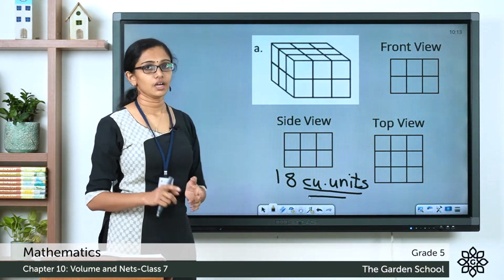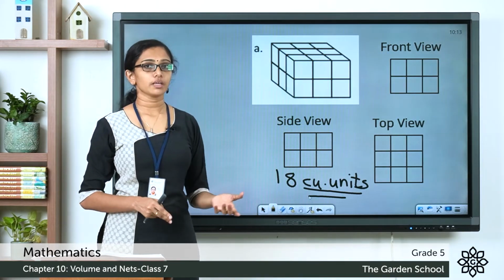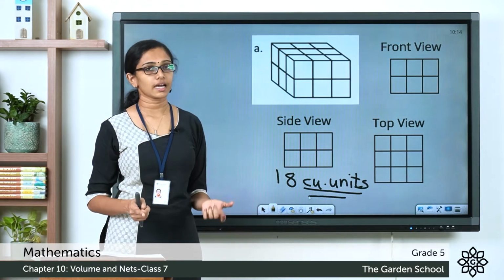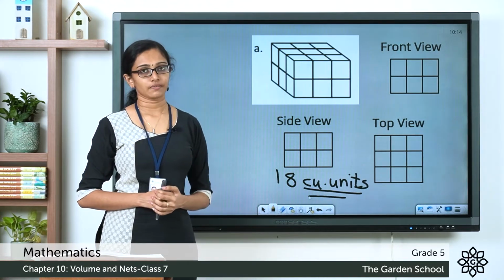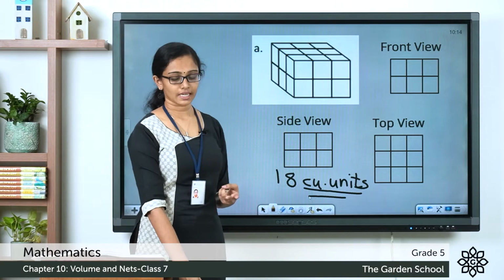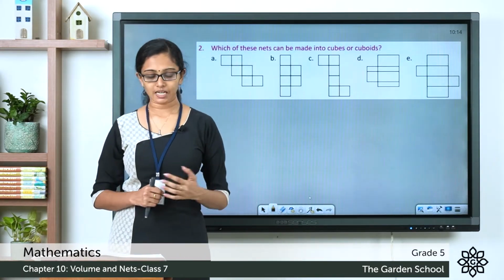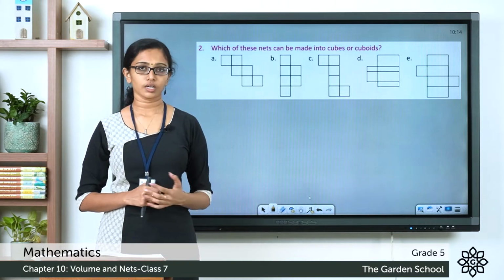Similarly, you have to find the volume of the other figures given here, and also draw the front, side and top views of the figures given here. Now, we'll move on to the second question. Question number 2: Which of these nets can be made into cubes or cuboids?